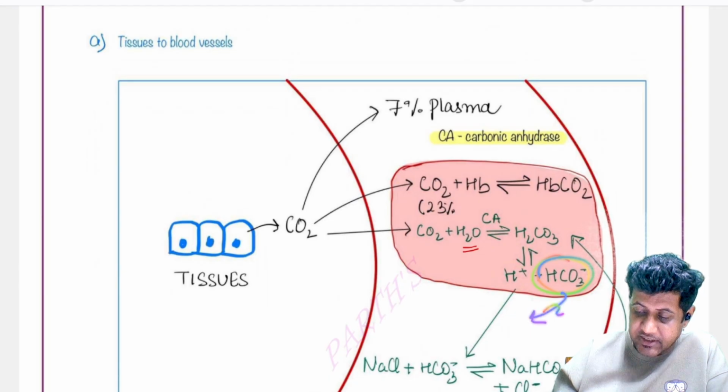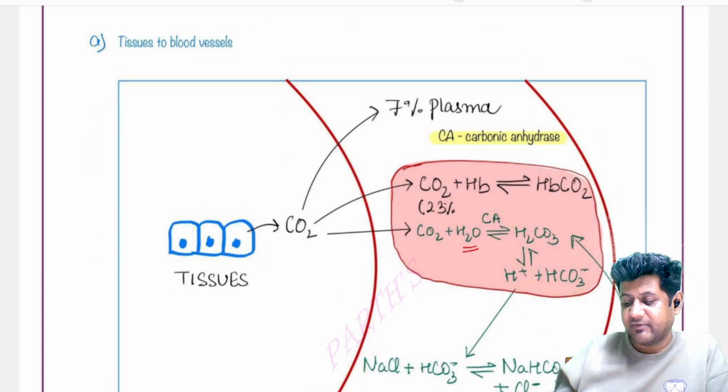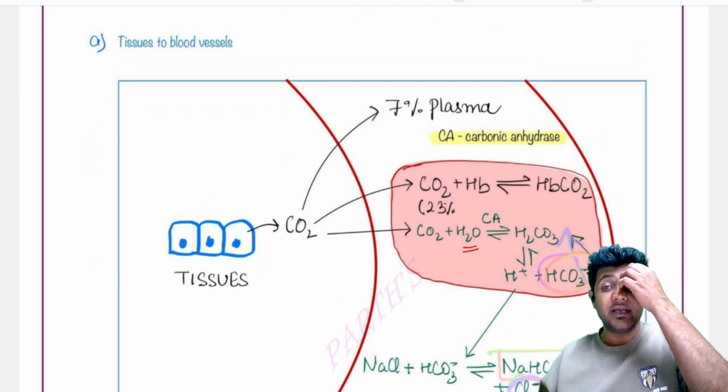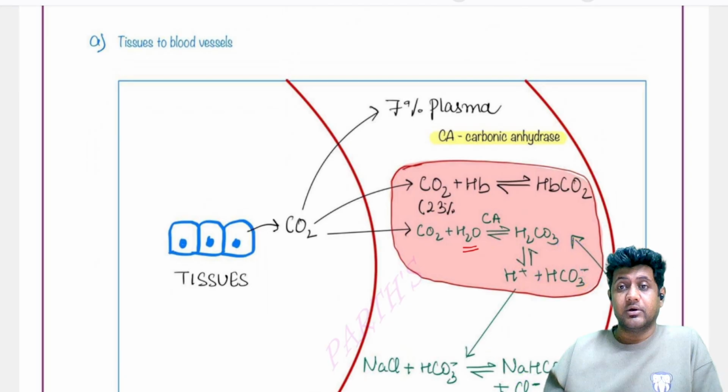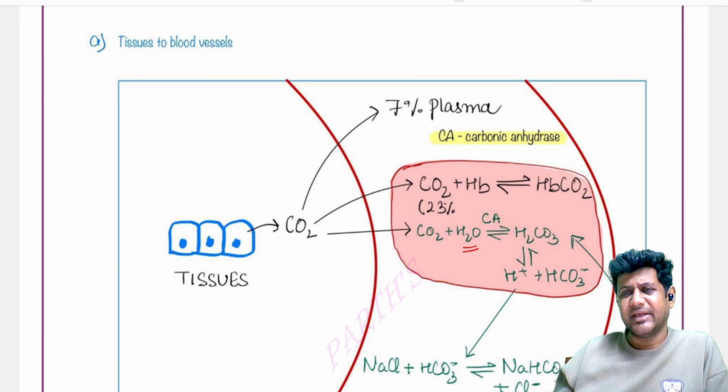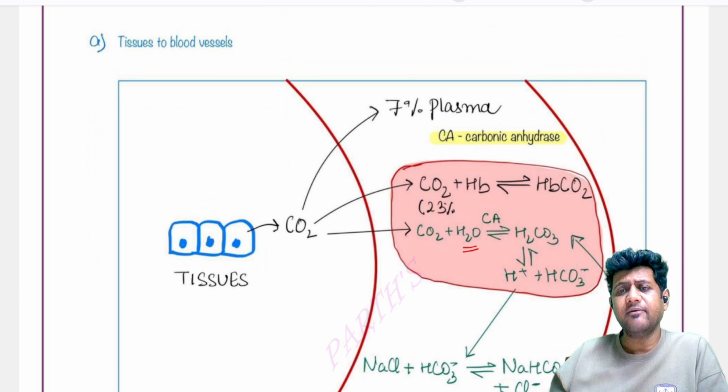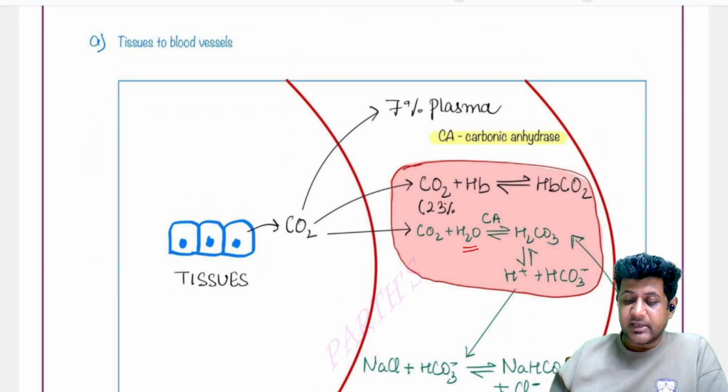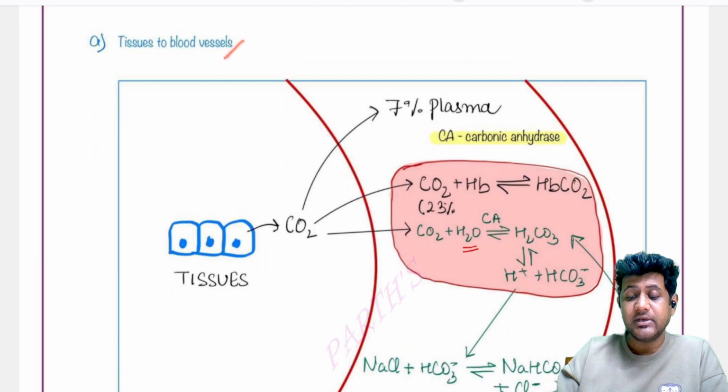The bicarbonate will come outside and combine with NaCl to form sodium bicarbonate, and chloride ions will be released. These released chloride ions will enter inside to balance the negative charge, or the electronegativity that has been unbalanced over here. Okay, this will happen where? This will happen when the carbon dioxide is moving from tissue to blood vessels.